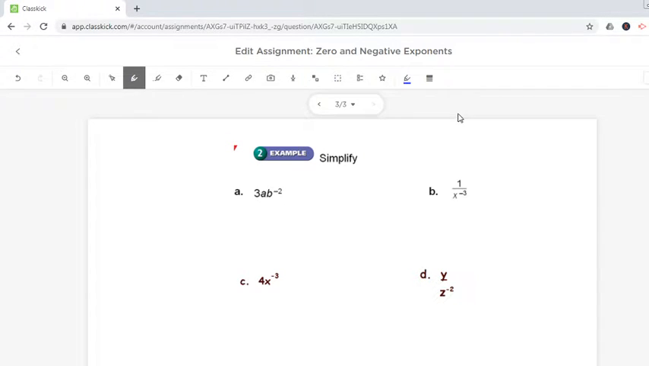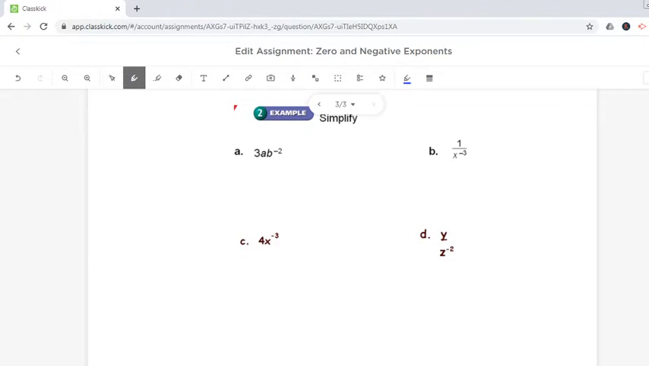Okay, so we're doing the second part of zero and negative exponents. And this part will be a bit harder than the last one. So we will start with A, 3ab to the negative 2.